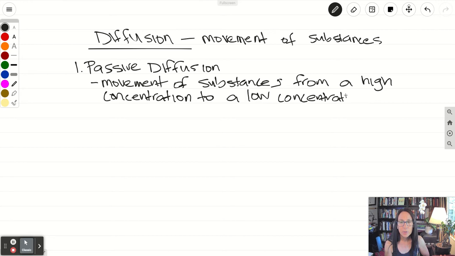Okay, and another thing that I want to point out is that this just happens naturally, and there is no energy required. In fact, energy is being stored when this happens. So I'm just going to put here no energy required, because it just happens naturally.